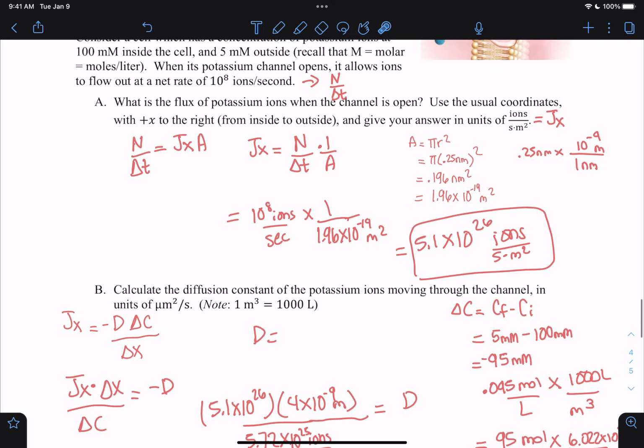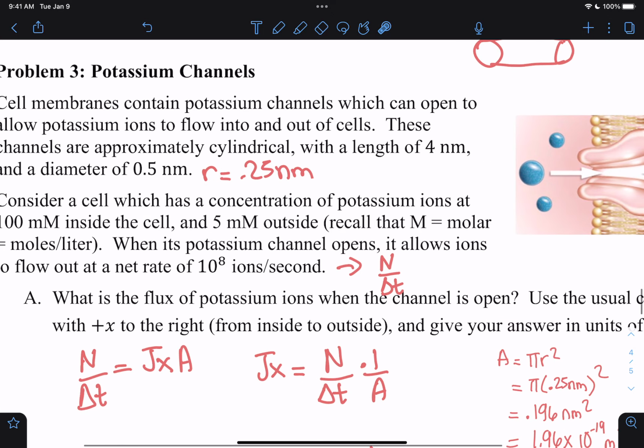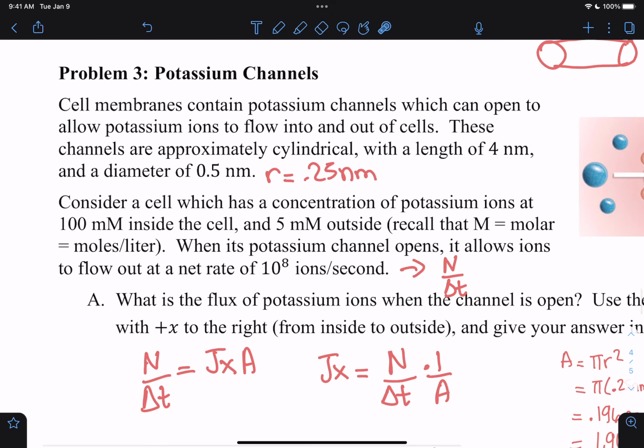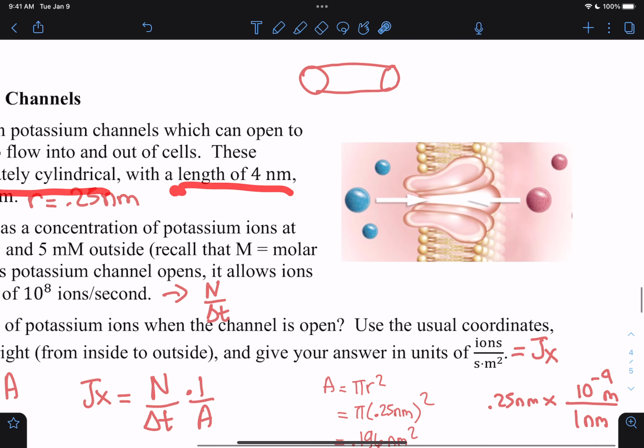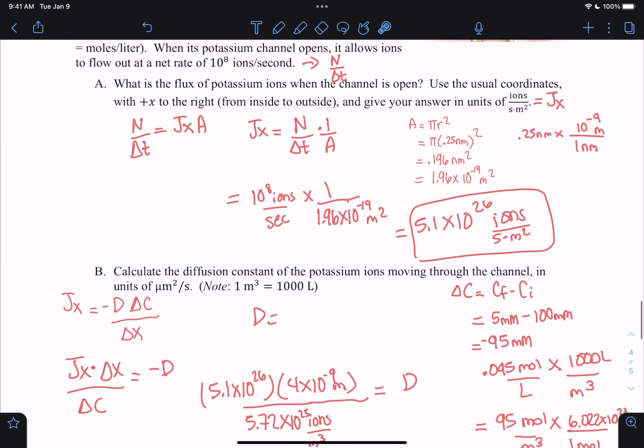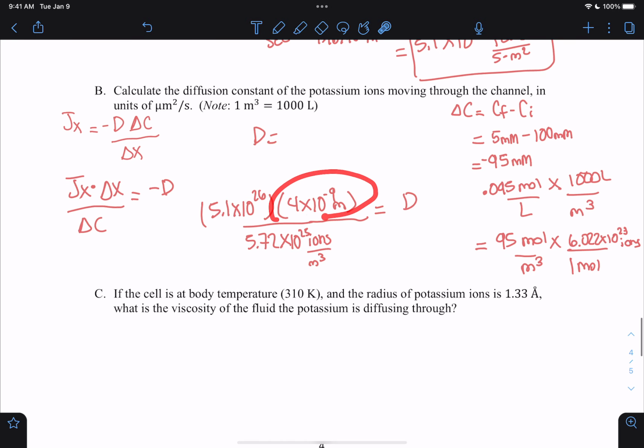The X is the thickness of the membrane, which is the length that they gave you here. They said the channels are approximately cylindrical with a length of 4 nanometers. The length of the channel is the thickness of the channel, or the thickness of the membrane. So that 4 nanometers is 4 times 10 to the negative 9, and that's your delta X. Does that make sense?